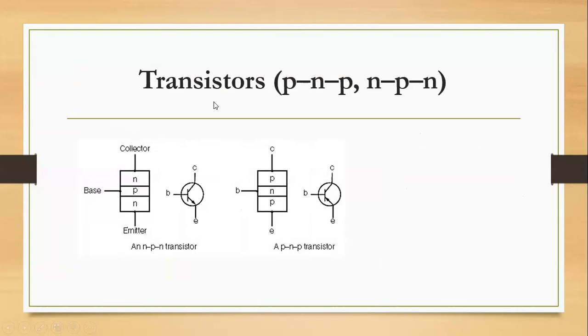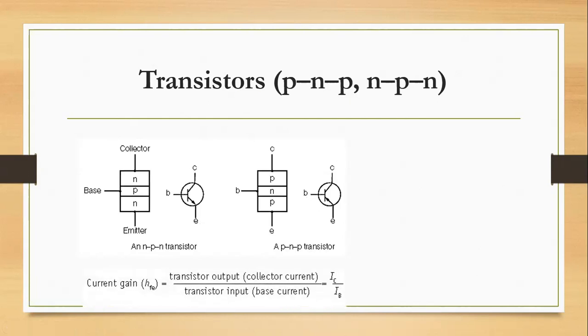When you check their shape, for example the shape of the NPN transistors, if the arrow goes from base to emitter, this is base, this is emitter, that means this is an NPN transistor. If the arrow goes from emitter to base, that means this is a PNP transistor. Okay, this is the difference between these two. If the arrow goes from base to emitter, it is NPN. If it goes from emitter to base, it is a PNP transistor.